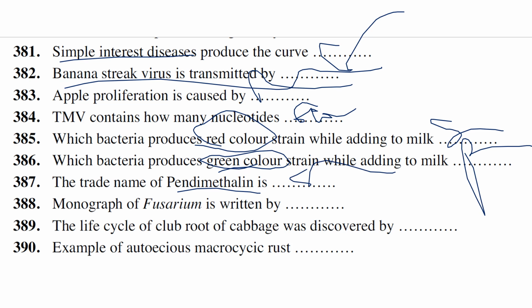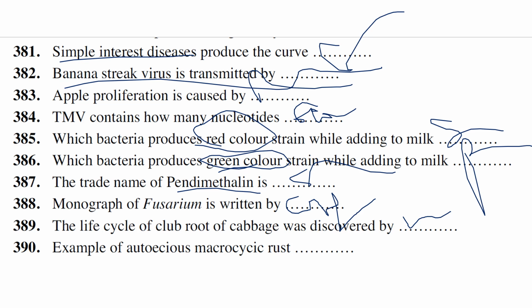Next one, the monograph of Fusarium was written by C. Booth, 1971. The life cycle of clubroot of cabbage was discovered by Woronin, who was also a student of Anton de Bary. He discovered the life cycle of clubroot of cabbage, and he also named the pathogen Plasmodiophora brassicae in 1876, I think.